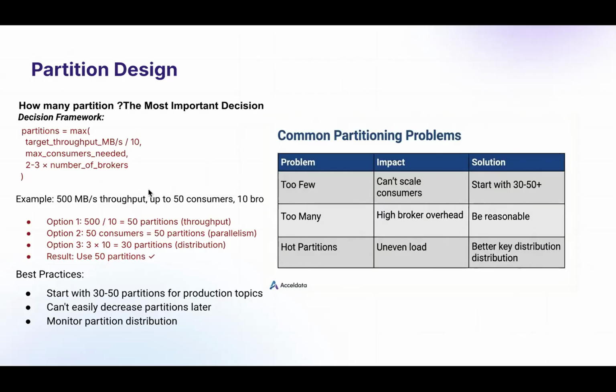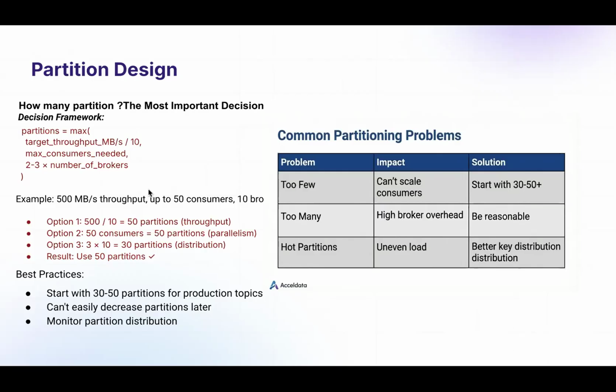A common pitfall: too few partitions mean you can't scale consumers. You hit a wall. Too many partitions create overhead on the broker. Each partition has a memory footprint for tracking state, and a hot partition, where one partition gets way more traffic than others, means your partition key logic needs improvement.